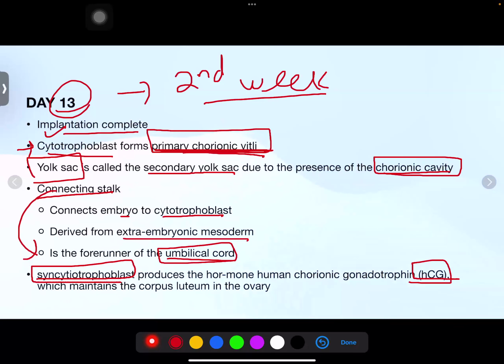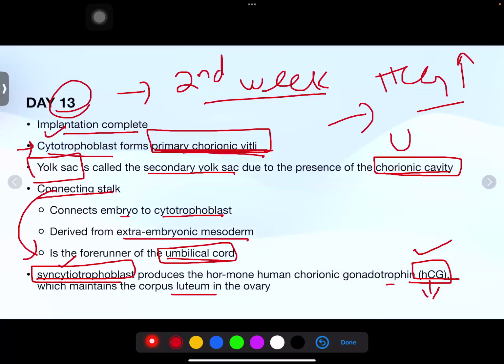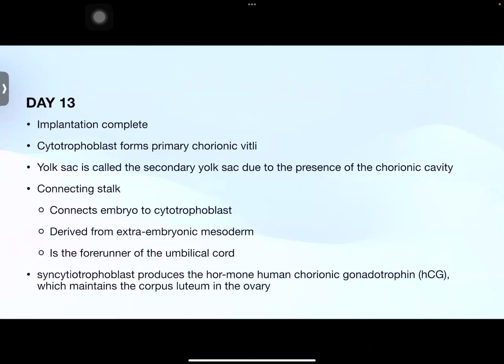So what happened is the syncytiotrophoblast releases HCG, human chorionic gonadotrophin, which maintains the corpus luteum in the ovary. So you can say that at the end of the second week of development, the HCG concentration increases in blood and the pregnancy can be diagnosed in urine or blood as well. Okay, so pregnancy can be diagnosed at the end of the second week. So this was the end of the second week.